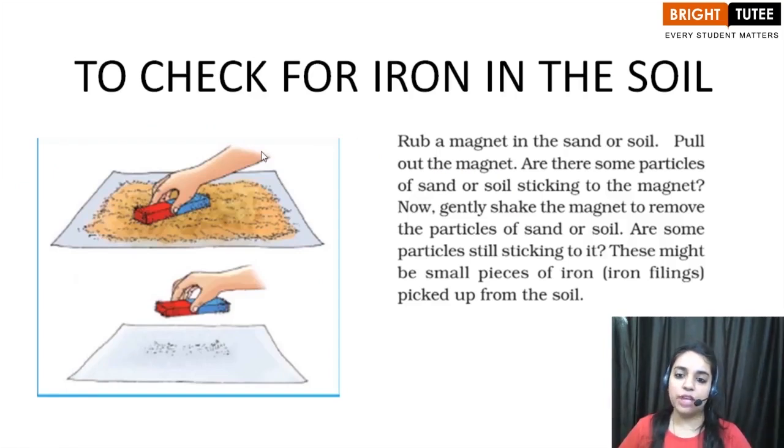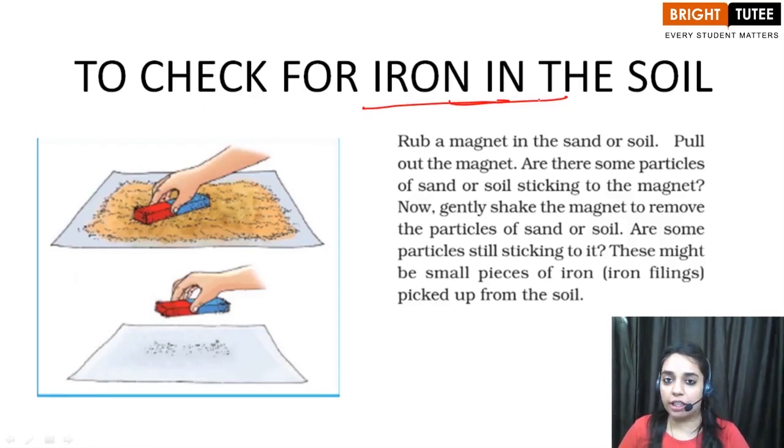Now children, we are going to test and check for any iron particles which may be there in the soil. So we are going to take a mixture of soil and bring a magnet towards the soil, and you will observe all the iron particles that might be there in the soil will get attracted towards the magnet.